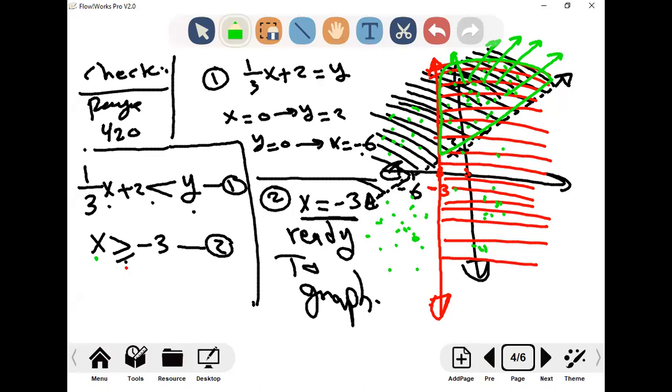Graph it, guys, but be careful about your numbers here, here, and here. This is 2. Copy.